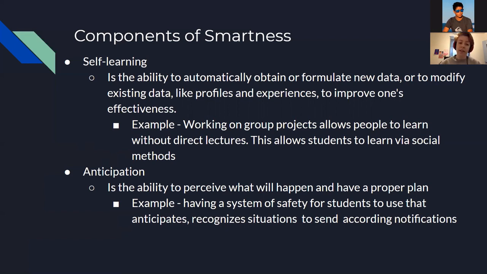And then we have anticipation, which is the ability to perceive what will happen next and have a proper plan and be able to react to it. So an example of this is having a system of safety for students to use that anticipates and recognizes situations, and sends them according notifications to help improve the student's overall learning experience.